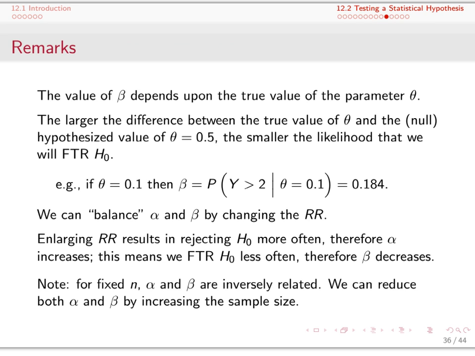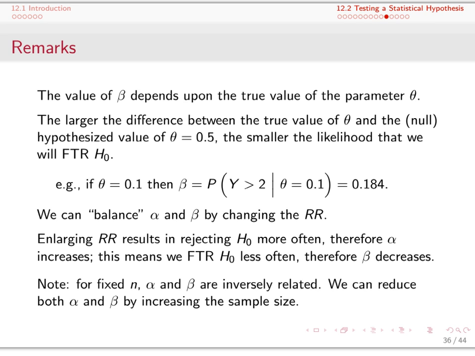So a few remarks here. In that last example, we might notice that the value of beta depends entirely upon the true value of the parameter theta. And it's also worth noting that the larger the difference between the true value of theta and the hypothesized value of theta, which was given in our null hypothesis, the smaller the likelihood that we will fail to reject the null hypothesis. In particular, suppose the true value of my parameter is equal to 0.1, which is even a greater difference between that and the hypothesized value than our previous example. If we then go to try to produce the probability of a type 2 error, we discover that we get an even smaller probability of 0.184.